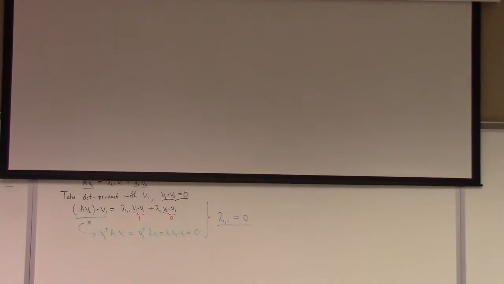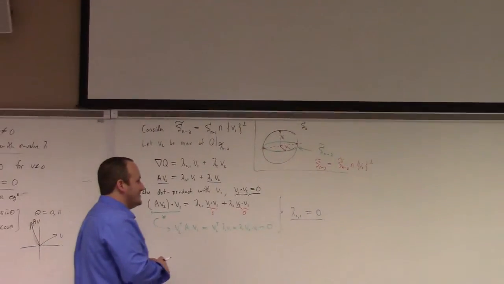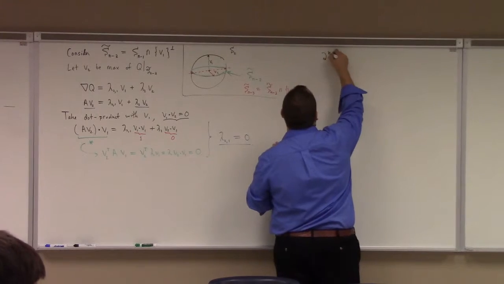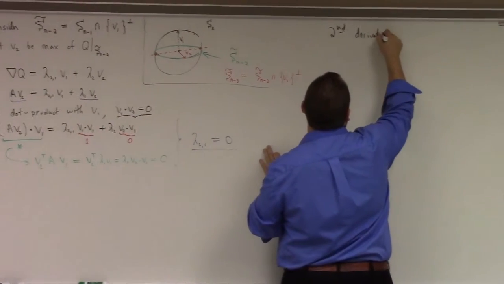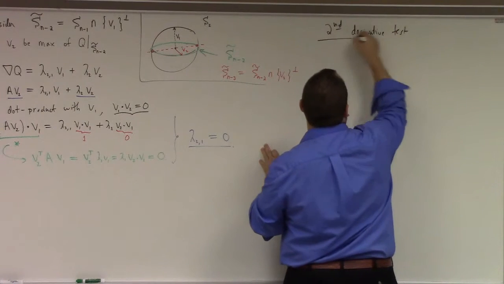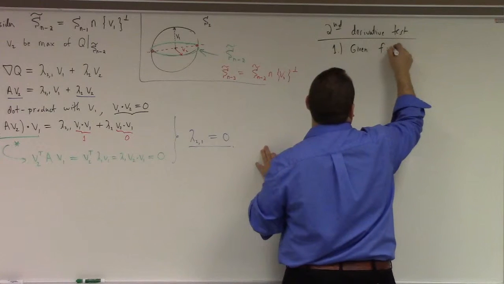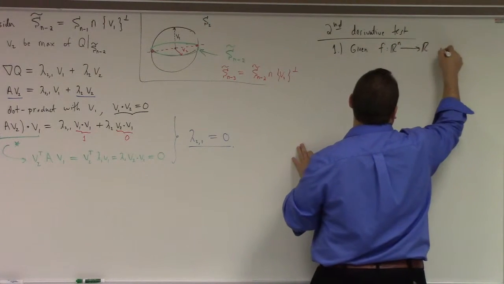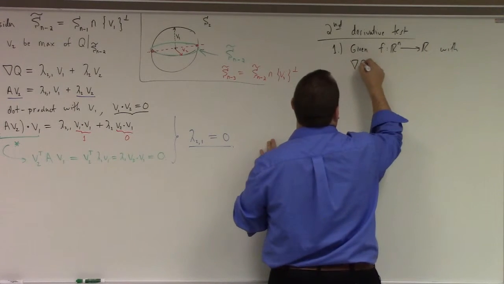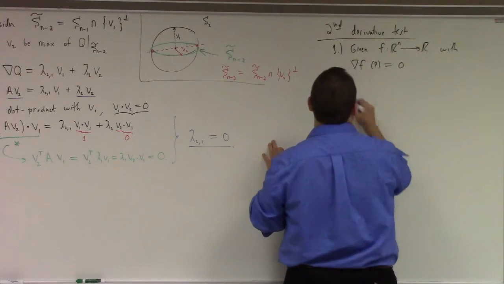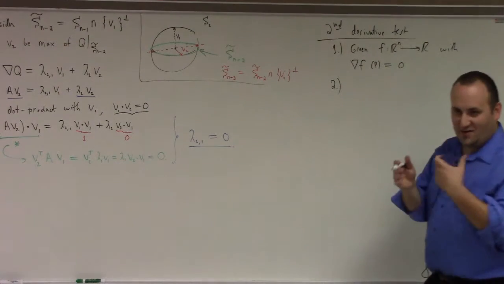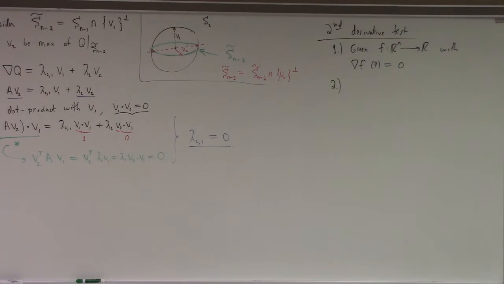So guys, I never actually wrote it down, but do you understand what the second derivative test is? We should write it down. Number one, given a function from, say, Rn to R with nabla f at the point p equal to 0. Step 2. So the starting point for the second derivative test is that you have a critical point.